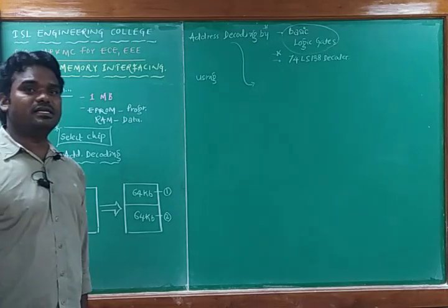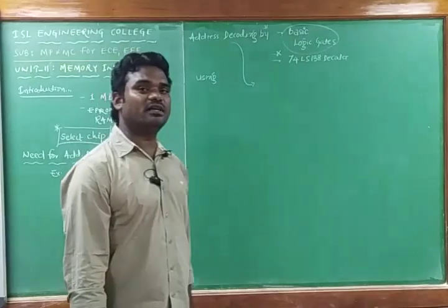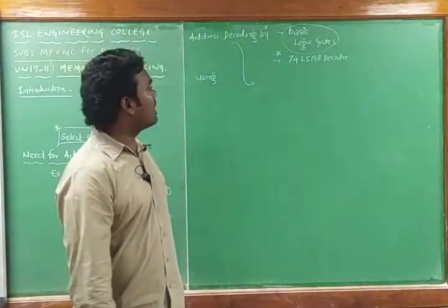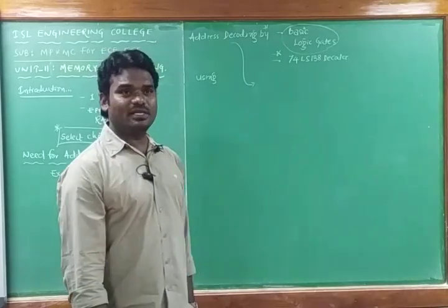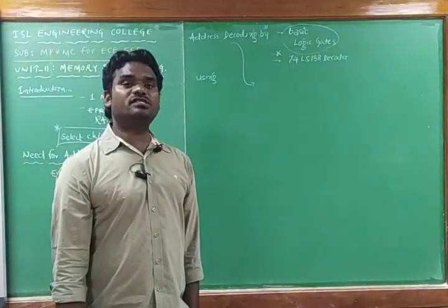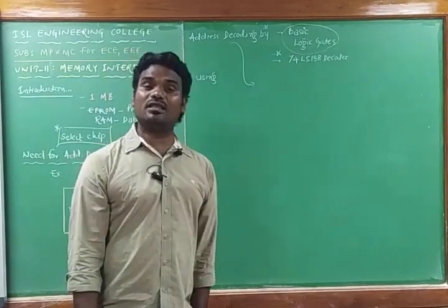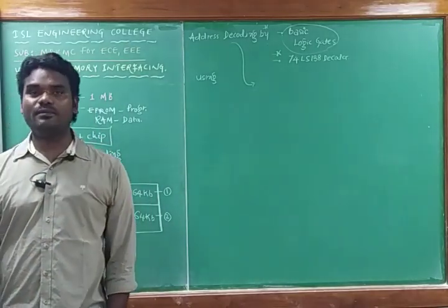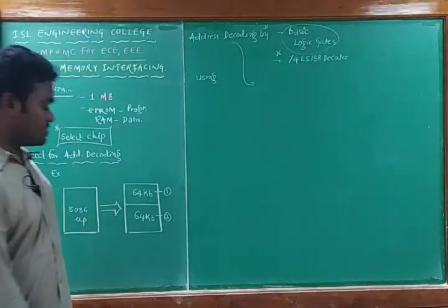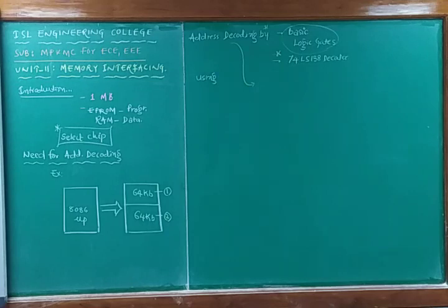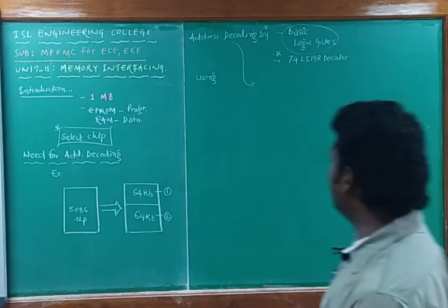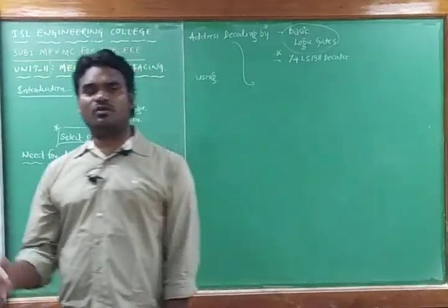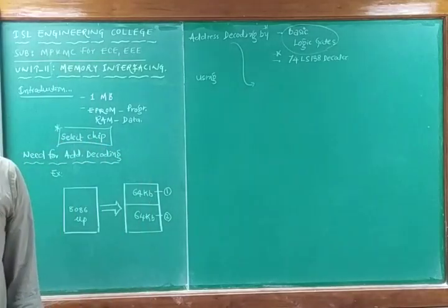Whenever the processor is interfaced with a single memory device, the address decoding can be achieved by the basic logic gates. Whenever the 8086 microprocessor is interfaced with more than one memory device, the address decoding can be achieved by the integrated circuit called the 74LS138 decoder. Then we are going to talk about the first one, how the address decoding can be achieved by making use of the basic gates. By making use of one particular example, I am going to explain the same.